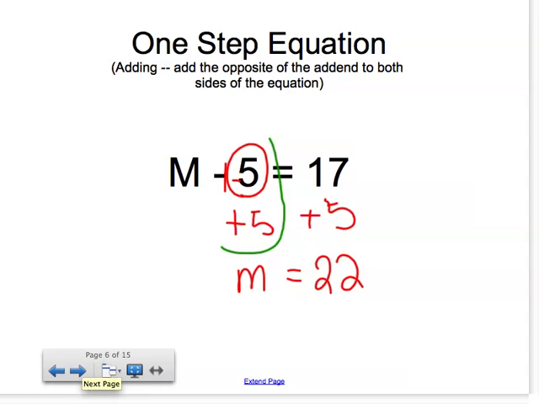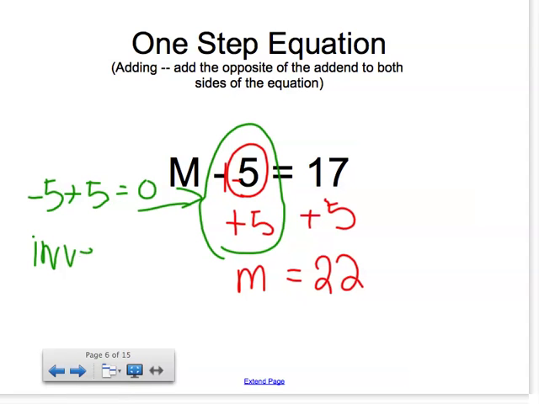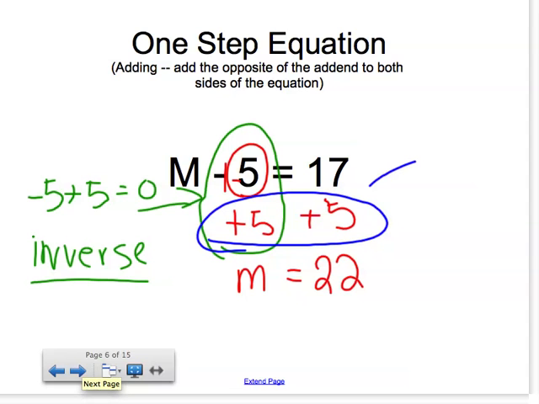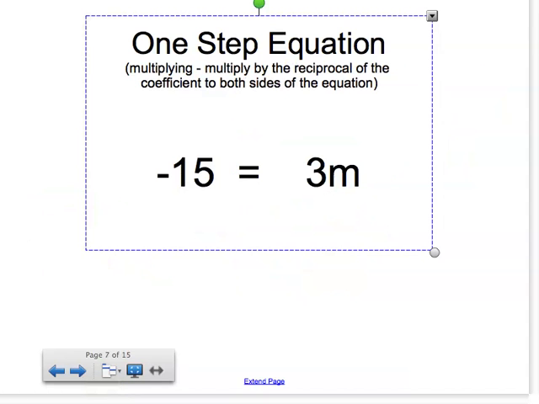One thing to point out, I have two things actually. This right here, the statement that -5 plus 5 equals 0, is actually called the inverse property of addition. I'm just going to write inverse right here. Okay, that's really important to know. So we're using a property in order to solve this equation. And also, the fact that we had to add 5 to both sides of the equation is because of the equality property. Okay, meaning what you do to one side of the equation, you have to do to the other side of the equation.